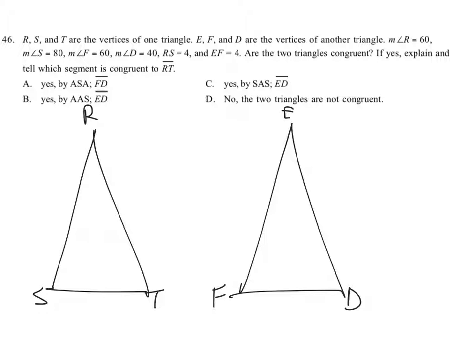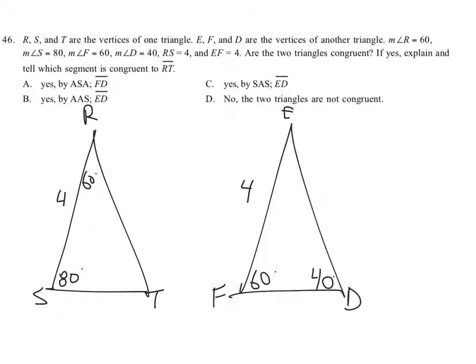Now, measure of angle R is 60 degrees. Measure of angle S is 80 degrees. And measure of angle F is 60 degrees. Measure of angle D is 40 degrees. RS is 4. And EF is also 4. Are the two triangles congruent?